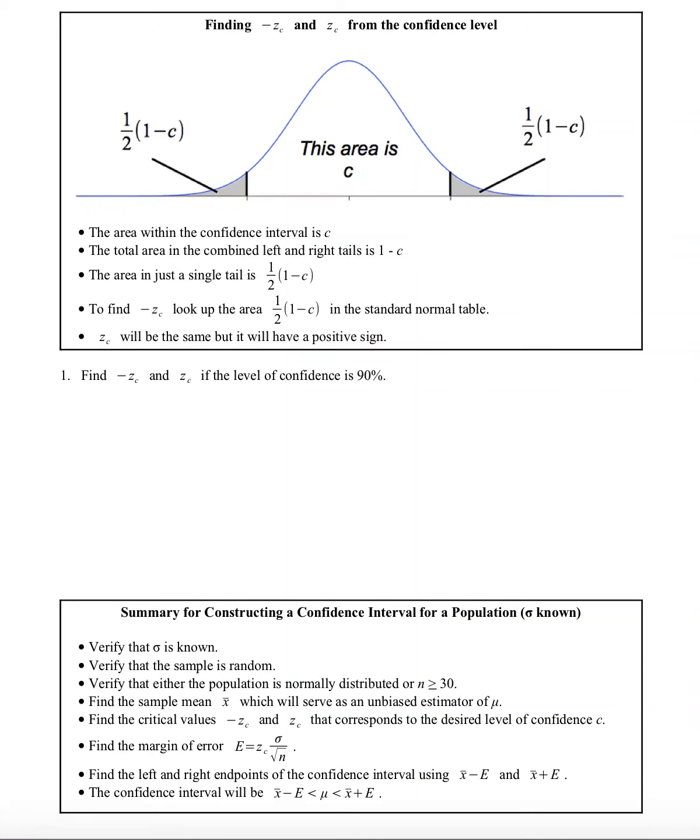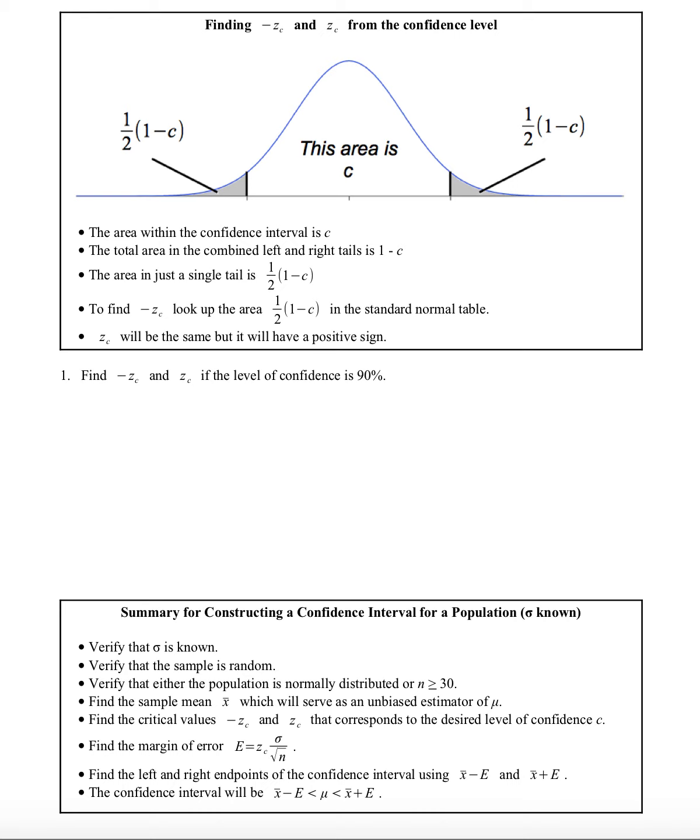This page deals with the level of confidence, which has the letter C. C will be represented on a normal curve as an area which is symmetrical about the peak. Notice that if the middle area is C, then the tails must have an area of 1 minus C. The area in each tail will be 1/2 of 1 minus C. From this, we're going to look up a ZC value, which is called a critical value.